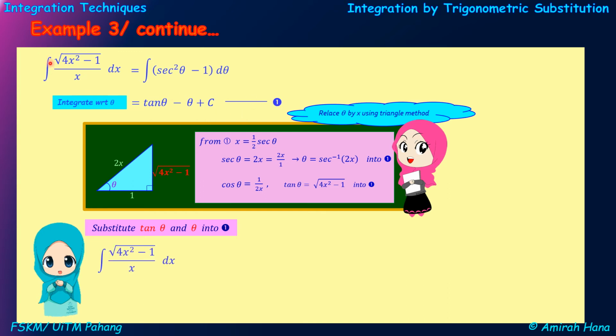So we get the original question, the integration of square root of 4x squared minus 1 over x dx, equals square root of 4x squared minus 1 minus inverse sec 2x, plus c. We replace tangent theta with the square root of 4x squared minus 1, and we replace theta with inverse sec 2x, and then plus c. Now we get the final answer in terms of variable x with radical. So now we are done integrating. We finish our solution. Alright, got it?